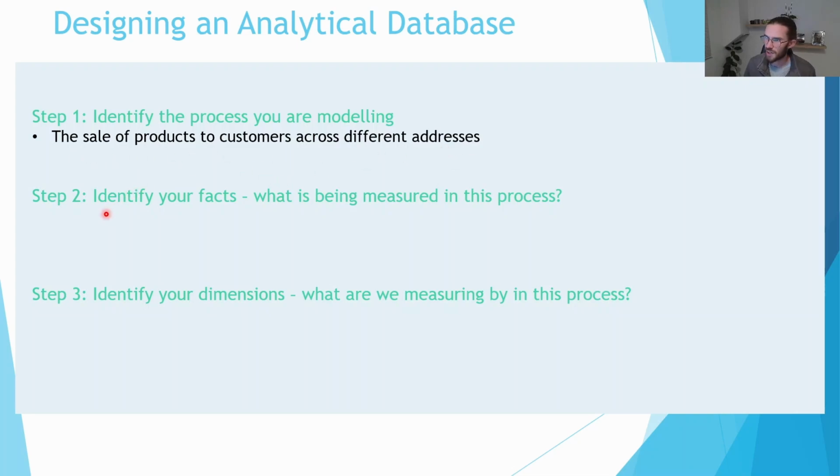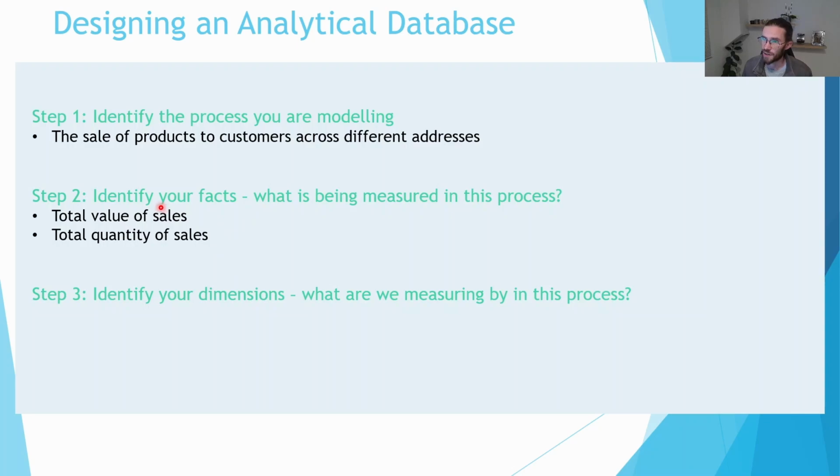Then I'd go ahead and identify the facts. What is being measured in this process? If you take a minute, think about that. What are we measuring in this process? Well, we are looking at the total value of sales, right? And the total quantity of sales. You could also include things like discounts over here. If our database is quite simple, we didn't mention discounts, but you could also look at discount amounts as something to measure as an example.